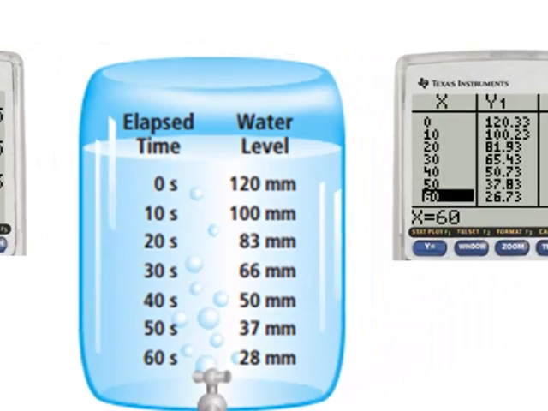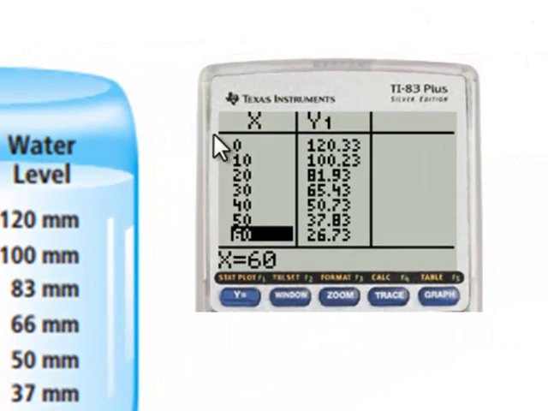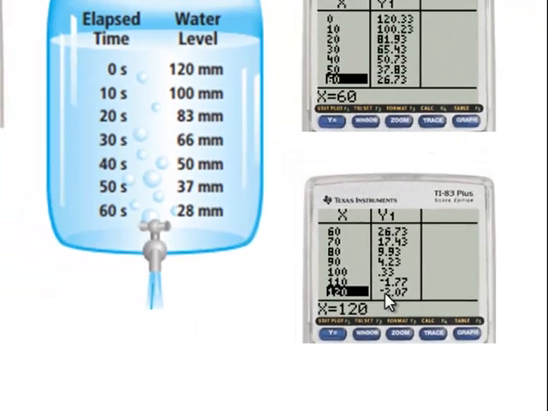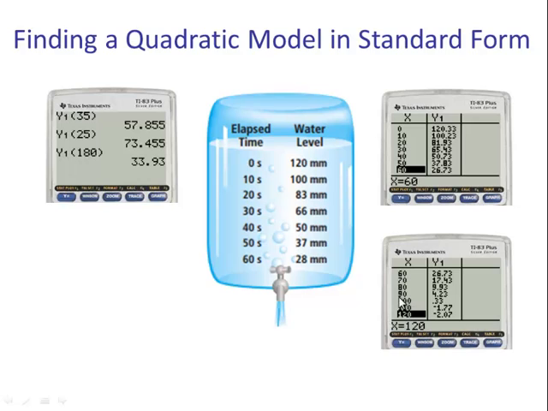So if we use our table feature, and I'm counting by tens, we see, according to the model, when we get to 60 seconds, we have about 27 millimeters. And if we keep going, we can see after 100 seconds, the container is empty because we are getting negative numbers. The water has already been drained after 100 seconds. So we have a model breakdown.